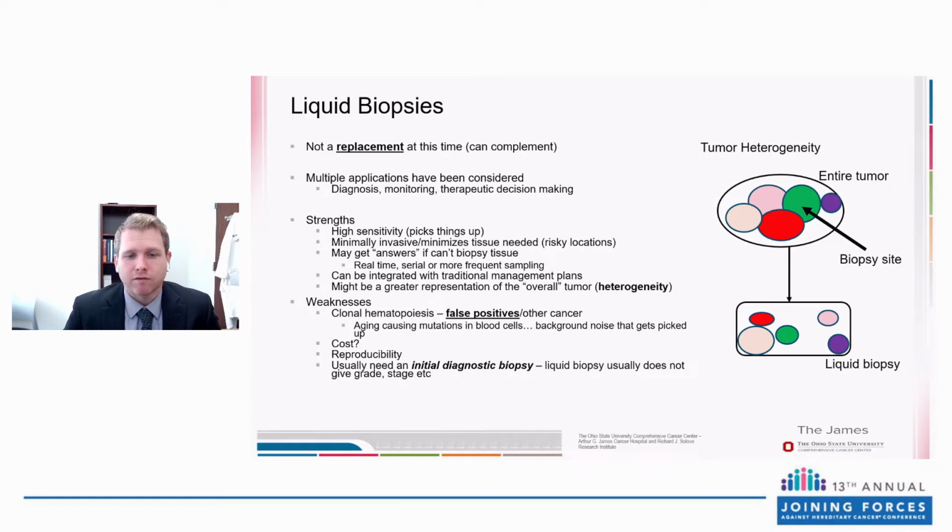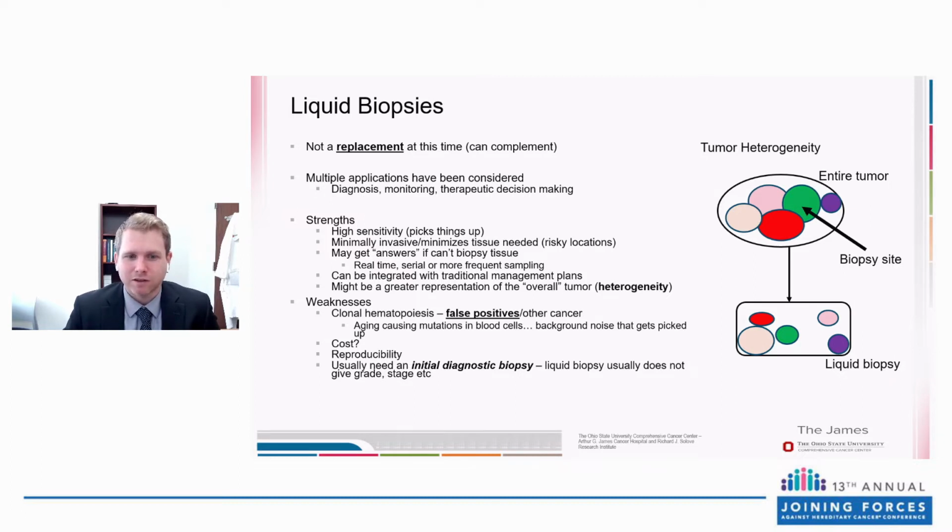It's minimally invasive and it minimizes the tissue needed. And this becomes essential, especially important for tumors or areas that are in risky locations that we can't necessarily access with our traditional means for biopsy. We may be able to get answers with liquid biopsies that we can't by biopsy tissue.